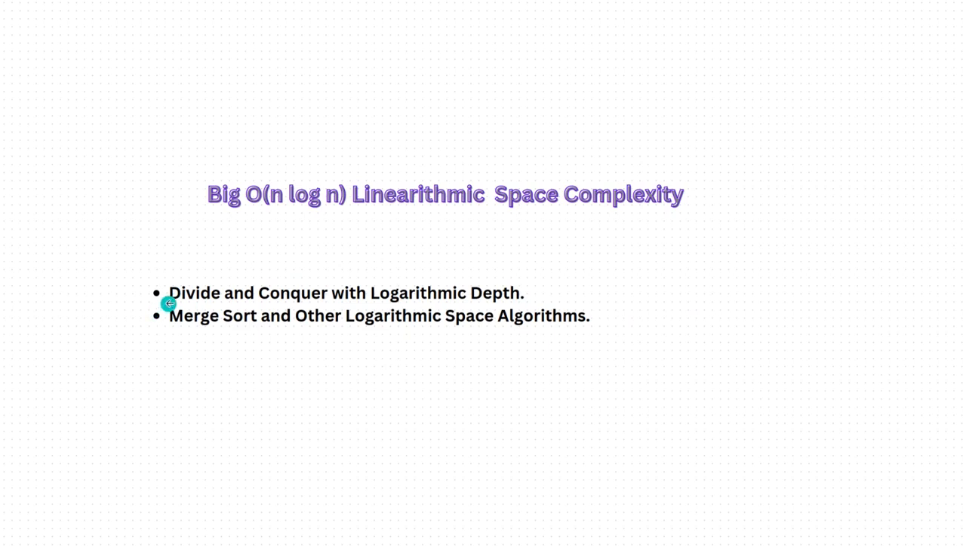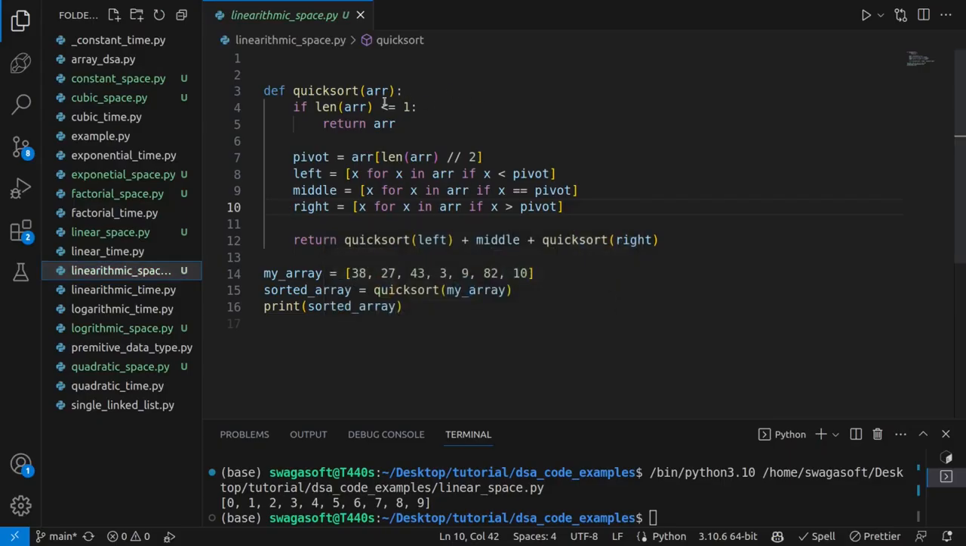The first thing you will see is an algorithm that does divide and conquer with logarithmic depth. So it's doing the big O of n space and also the big O of log n space all together as one. We have an example here, which is merge sort. Let us look at that in VS Code. Okay, I'll be using quick sort rather. So let me use quick sort. If we look at this quick sort algorithm, we have an array here and we are passing it to the function here.